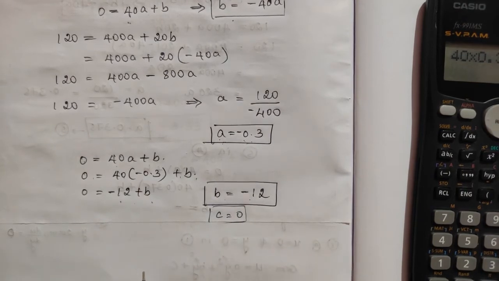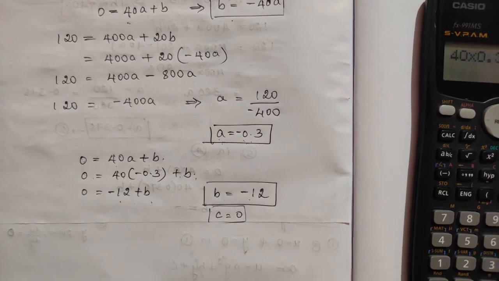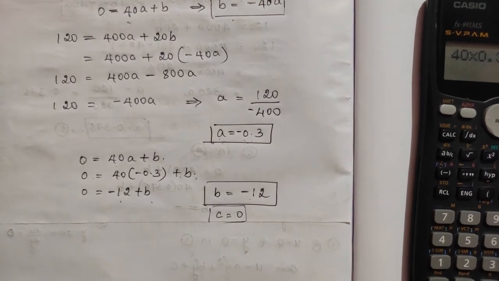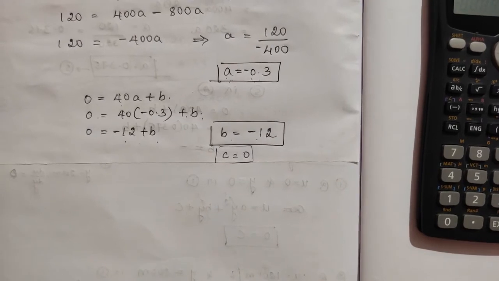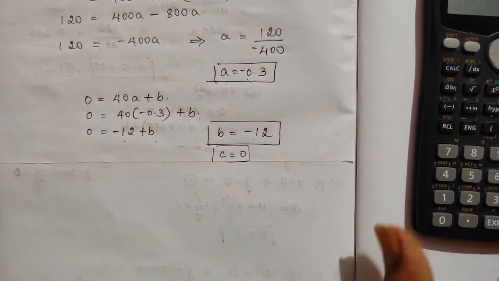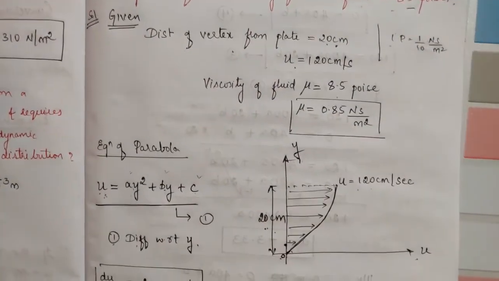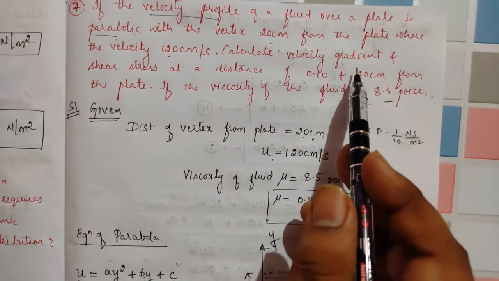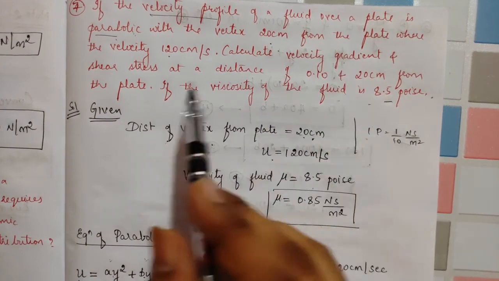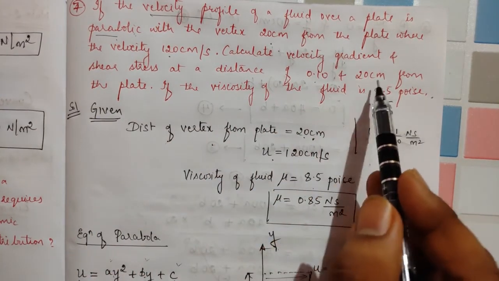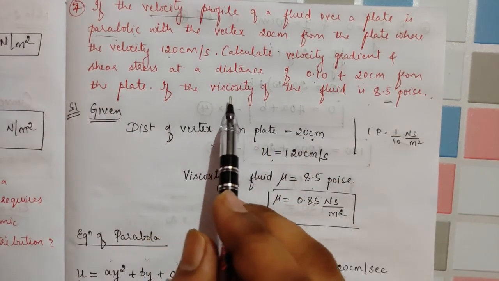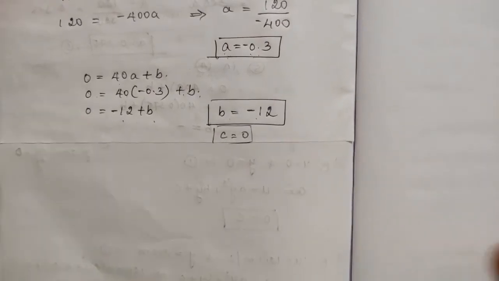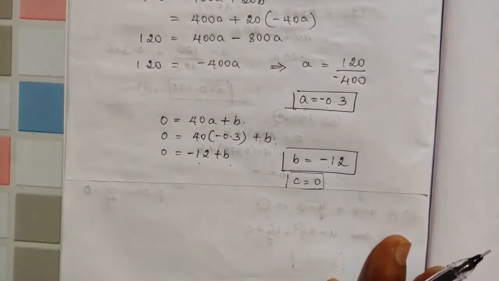Now we'll solve further. So for the parabolic equation, I got the values of a, b, and c. Now I can solve the equation as required by the question, right? So what is the question? We have to find the velocity gradient, that is du by dy, and the shear stress at a distance of 0, 10 and 20 centimeter from the plate. We have to find shear stress and also velocity gradient. So first we will find the velocity gradient.